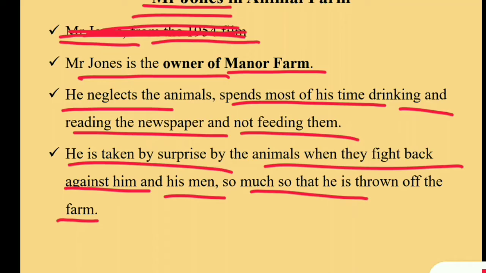Here, the leader, okay, is represented by Mr. Jones in Animal Farm, and he was overthrown because of his negligence towards his animals, or you can say in Russia, towards his countrymen. And this had to happen, okay, if somebody goes beyond the limit of oppression and exploitation, the revolution is meant to happen, right? So this is what we see in Animal Farm as well.